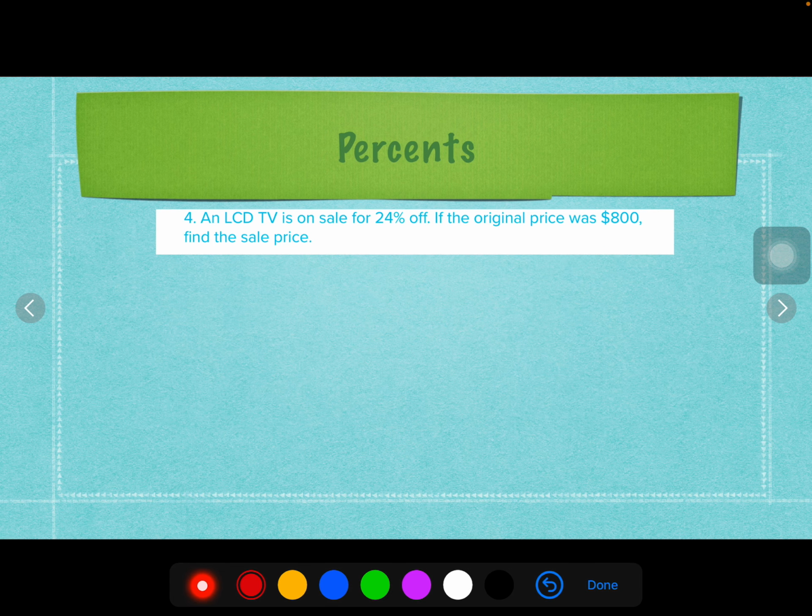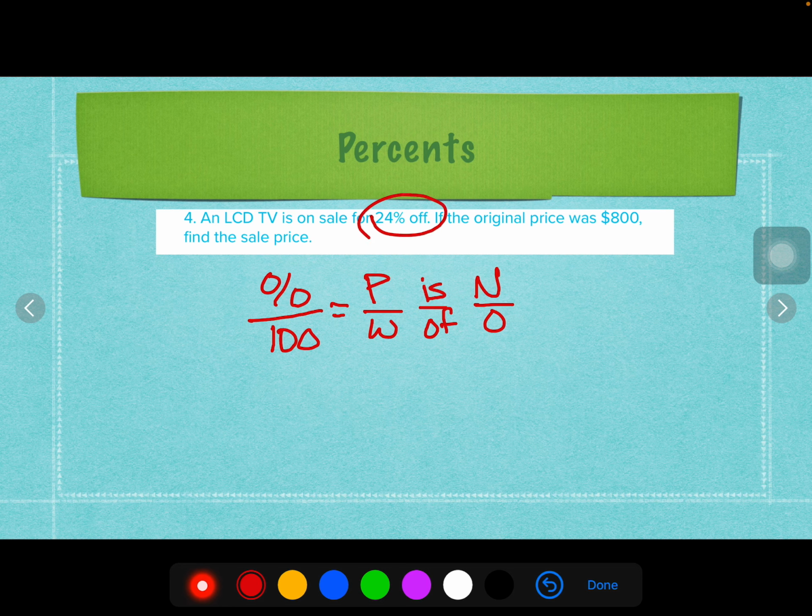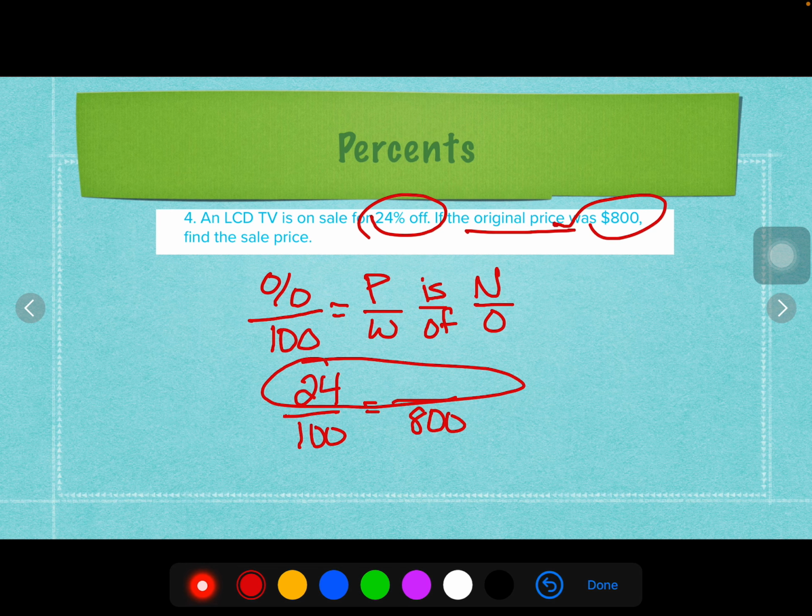For percents, remember we're always using this proportion. Percent over 100 equals part over whole, is over of, or new over original. So 24% off would go over 100. Original price would be 800. I find my percent in dollar form just like we did on our review, and then I have to subtract to find the sale price, so pay attention to that.